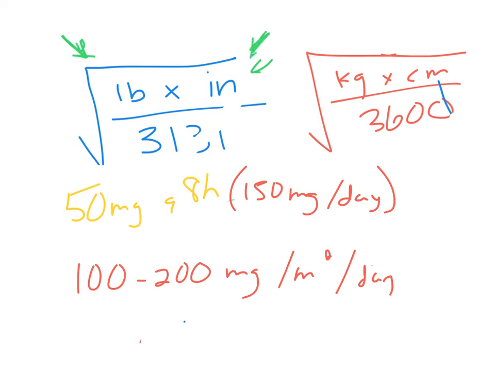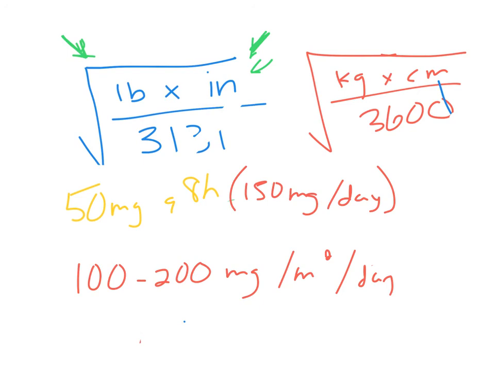So we'll take their height and weight and multiply those: 50 inches times 55 pounds. Take that and divide by 31. Then I'm going to take the square root of that, and it should give me 0.94. Let's round that to the hundredths place. So they're 0.94 meters squared.